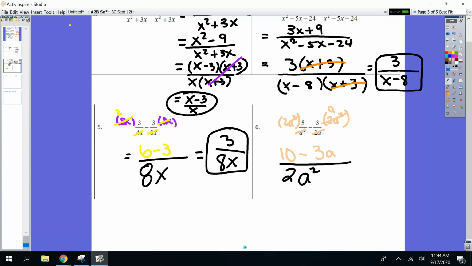Anything else I can do with 6? Anything else? Anybody see anything factoring or crossing out? You better put the hand down. What did you think? The a's? No, never mind. The 10 and the 2? No. Everyone good? Okay, that's what I thought.